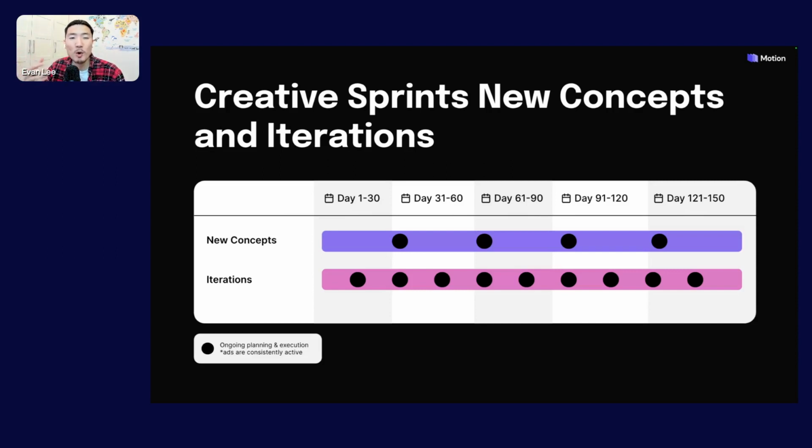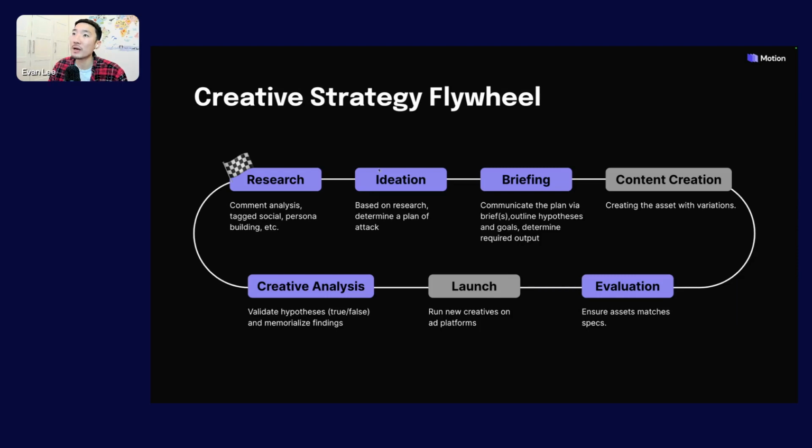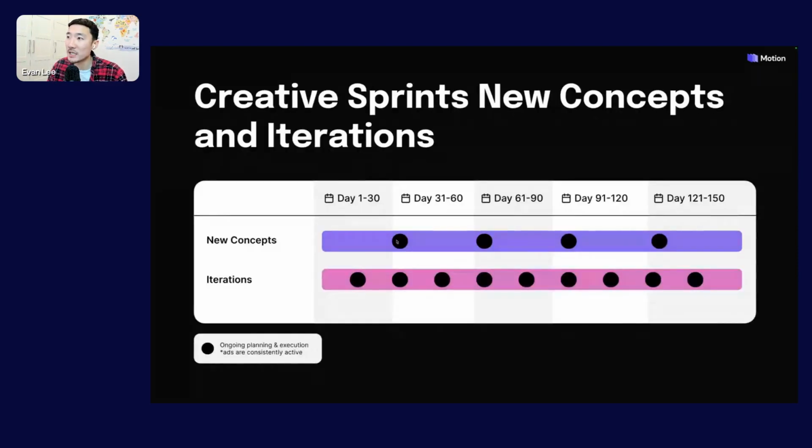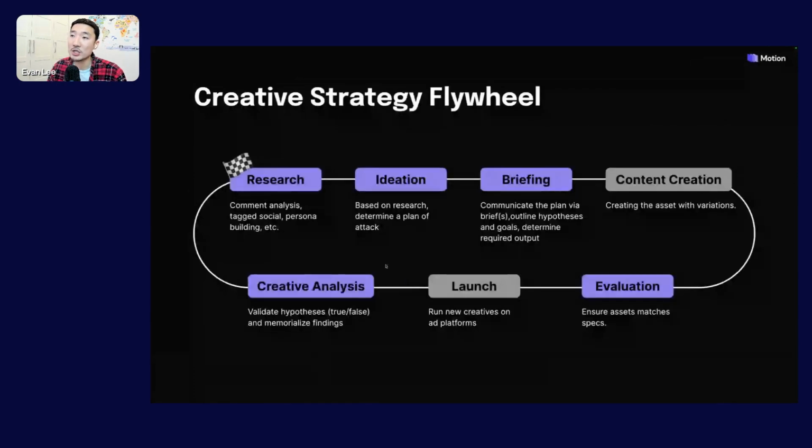Now, when we're looking at this timeline, it looks really great, but the next thing to figure out is what do we do in each one of these buckets that we're looking at? That's where I wanted to introduce the creative strategy flywheel. Within each of these buckets, all of the little dots, you can follow these set steps to produce and output the best creative possible while putting data behind the work that you produced.